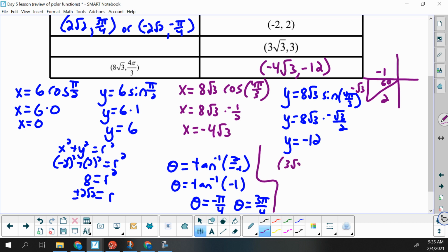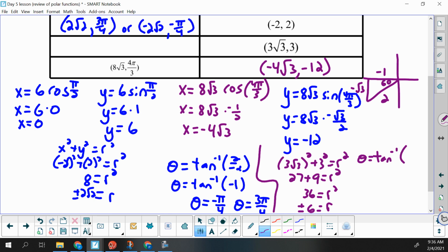We'll have 3 radical 3 squared plus 3 squared equals r squared. That's 27 plus 9 equals r squared, or r squared equals 36. So r will equal plus and minus 6. Theta is going to equal tan inverse of our y over our x. So that's 3 over 3 radical 3, so that's theta equals tan inverse of 1 over radical 3.